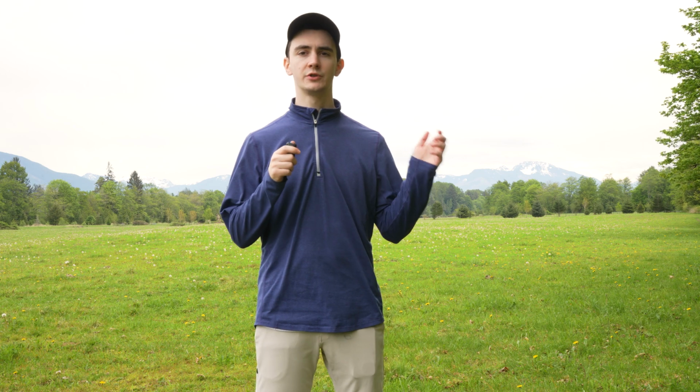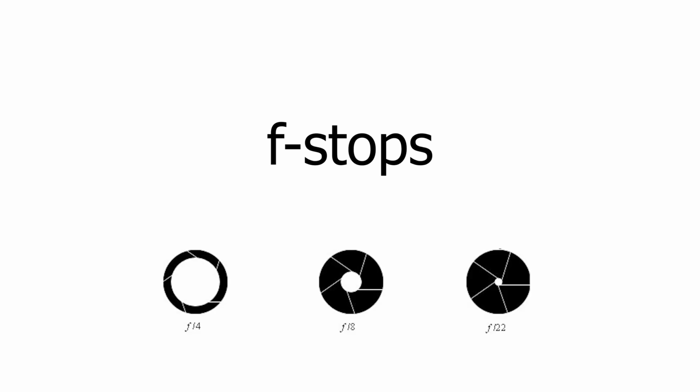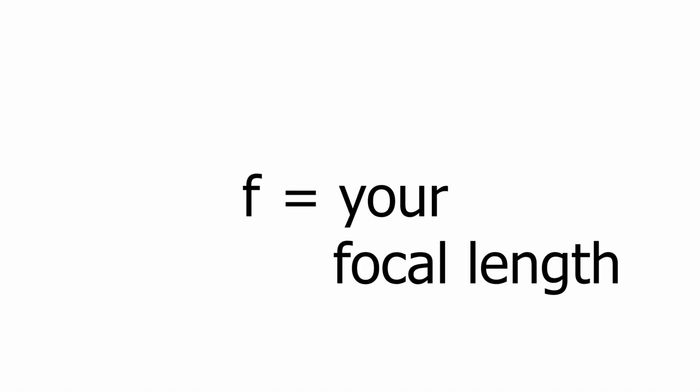So before we dive too deep into this, we need to learn how aperture is measured. Aperture is measured in f-stops, which is essentially just a fraction in disguise. A typical fraction, you'll see something like 1/4, and that represents 1/4. But for an aperture, you will see something like f/4. The f represents the focal length of the lens you're using.